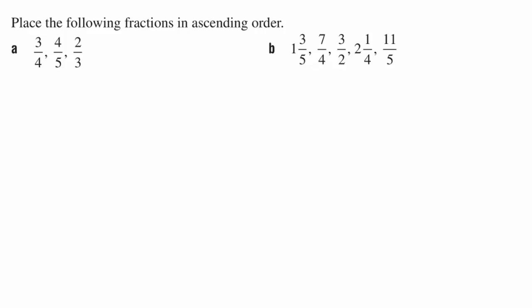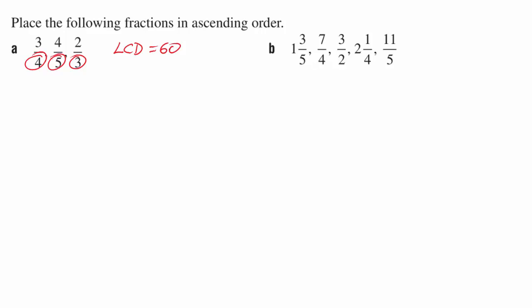In this example, we're going to place a set of fractions in ascending order, that is, from smallest to largest. Firstly, what we're going to do is look at the denominators, 4, 5, and 3 in our first example. We need to find a number that 4, 5, and 3 all go into. In other words, we need the lowest common denominator of 4, 5, and 3. Well, 4 times 5 is 20, and 20 times 3 is 60, and actually that is the lowest common denominator.